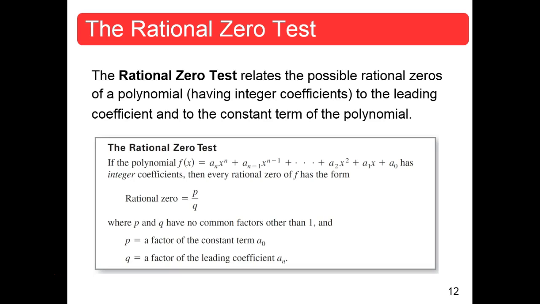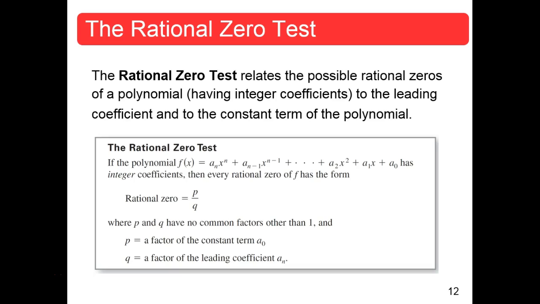If this is your polynomial, let's write it in letters so it's easy to see. f of x equals a sub n, that just means it's the coefficient that goes with x to the nth power, plus a sub n minus 1 times x to the n minus 1, the coefficient that goes with that one. Plus, and you step all the way down until you get a sub 2 times x squared, plus a sub 1 times x, plus a sub 0 because it doesn't even have an x with it. Now, if all those a's are integers, not fractions, not decimals, integers, positive or negative is fine, but integers, then every rational zero of this function has this form.